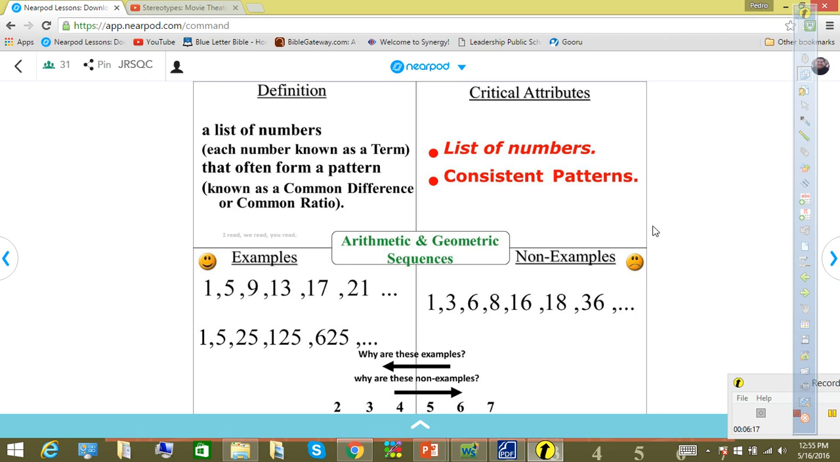Yeah, we'll get to those. The other question was, what if they use both operations for each set of numbers? There are sequences like those, but today we're not going to focus on those. We're going to get to those later.